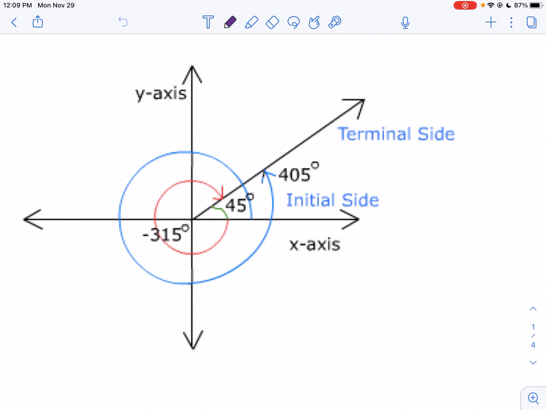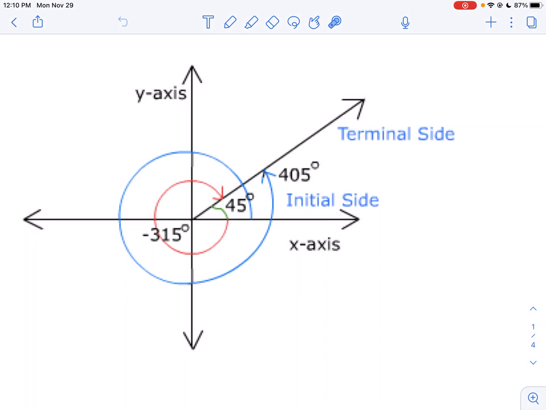Hello, in this lesson I want you to draw and find angles in standard position. I want you to convert between degree measure and radian measure. Some vocabulary we're going to come across is standard position, initial side, terminal side, co-terminal angles, radian, central angle, and arc length.